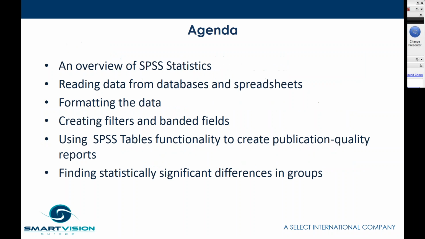So the agenda today is really just to provide an overview of SPSS statistics and to talk about reading data from databases and spreadsheets, formatting the data, creating filters and banded fields, and then using a module within SPSS statistics, which is SPSS tables, to help us create publication quality reports. We're also going to focus on significance testing and finding statistically significant differences in groups. That's one of the things we're going to end the session on, looking at the different options we have to try and understand relationships within the data and measure whether or not those relationships are simply random or in fact are what we would regard as statistically significant.